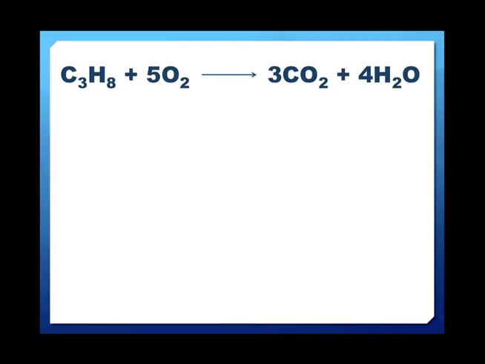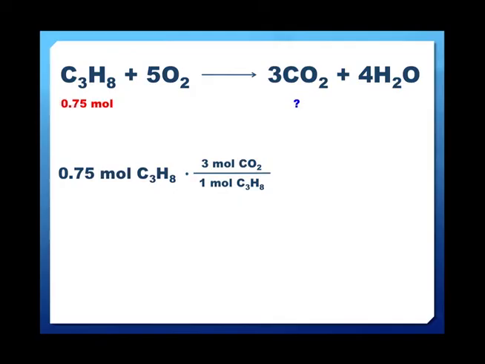If 0.75 moles of propane were to combust, how many carbon dioxide molecules would be produced? Remember that first we must figure out how many moles of carbon dioxide are produced before we can convert that value into a number of molecules. We know we should get 3 carbon dioxide molecules for every molecule of propane, so using the stoichiometric factor, we can convert our moles of propane into moles of carbon dioxide.